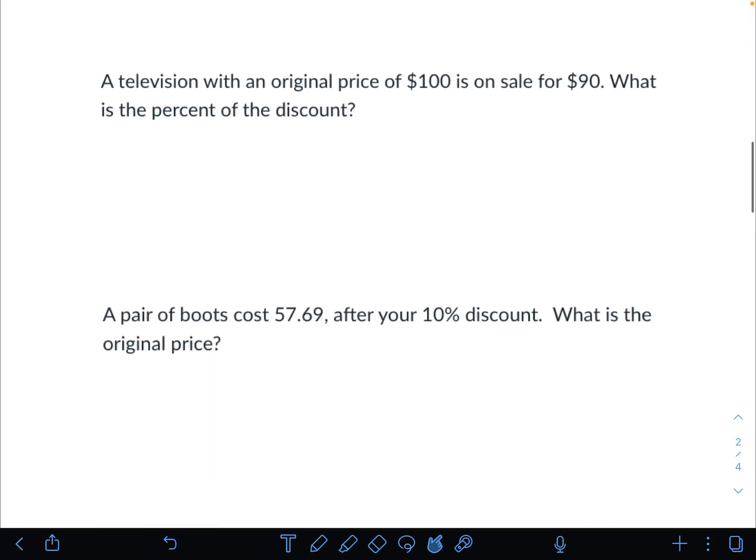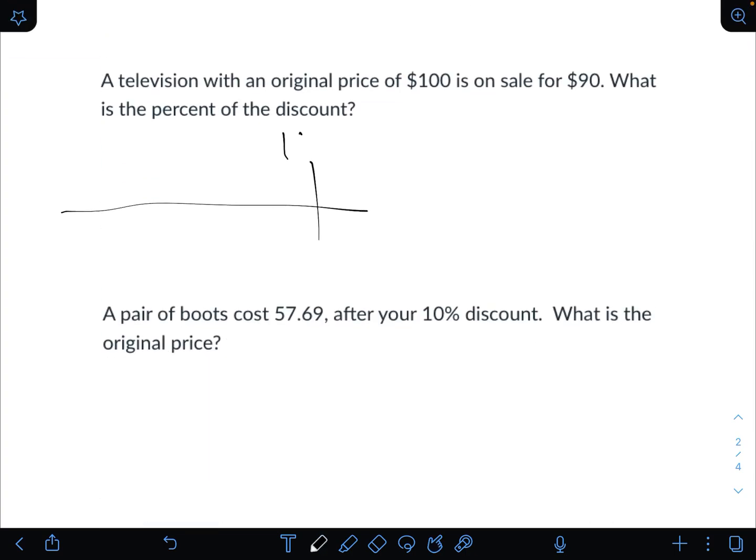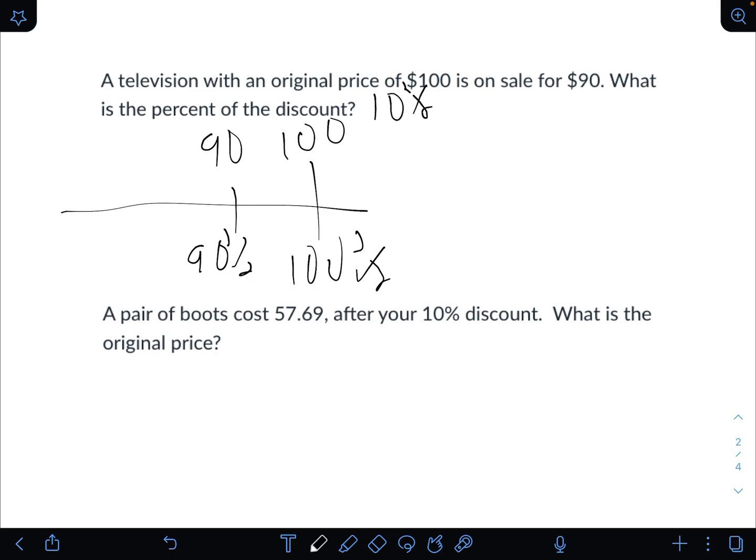Well, let's do another one. So, a television with an original price of $100 is on sale for $90. See, this is where thinking comes in handy. You could be like, wait, 100% is $100? 90, I'd be paying 90%. So what's the percent of the discount? Yeah, 10%. Okay? But what if you had a brain fart? What if you didn't know? Which is cool.